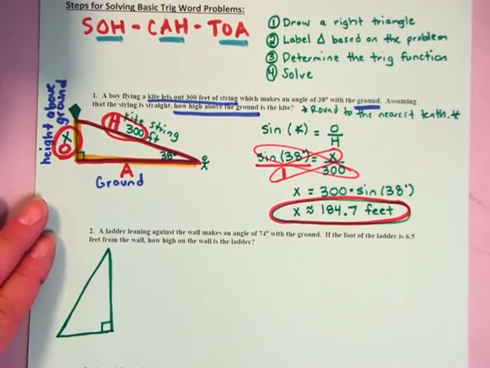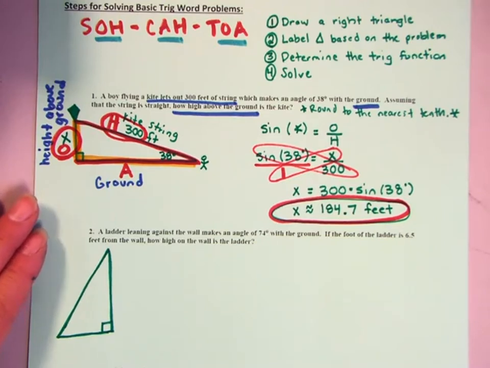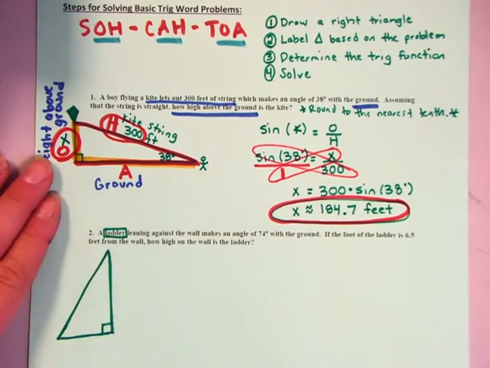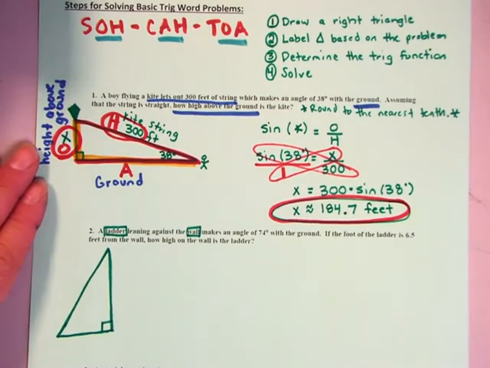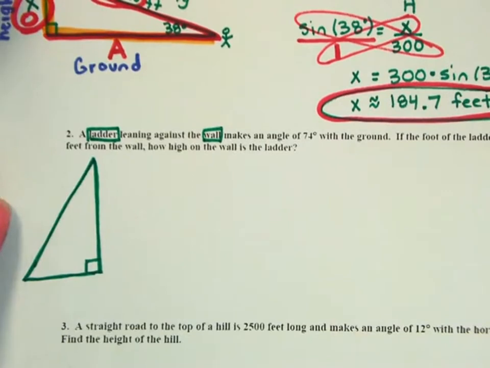Okay, we're going to label the triangle based on the problem. So it says, a ladder leaning against the wall makes an angle of 74 degrees with the ground. If the foot of the ladder is 6.5 feet from the wall, how high on the wall is the ladder? That means we know we have a ladder. We have a wall, very good. And we also have the ground.